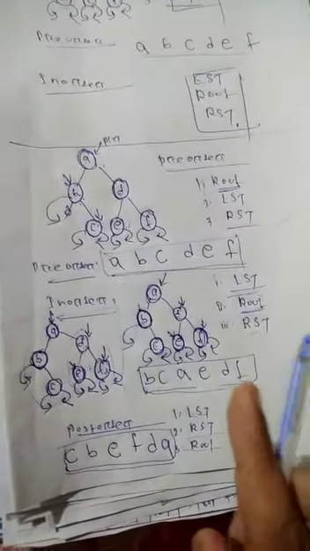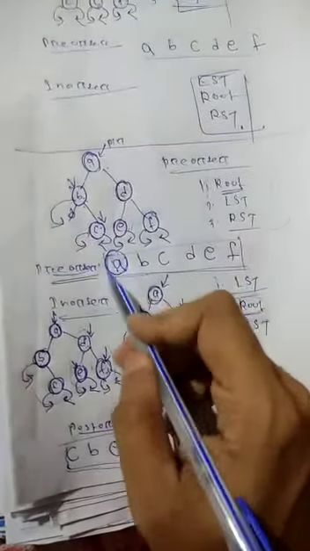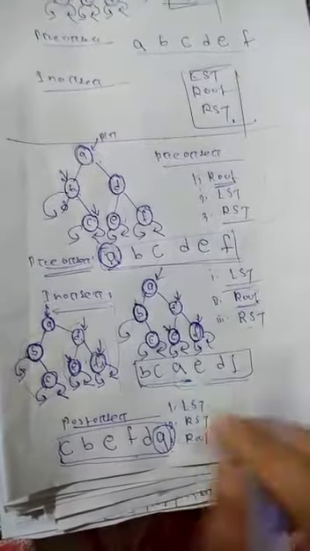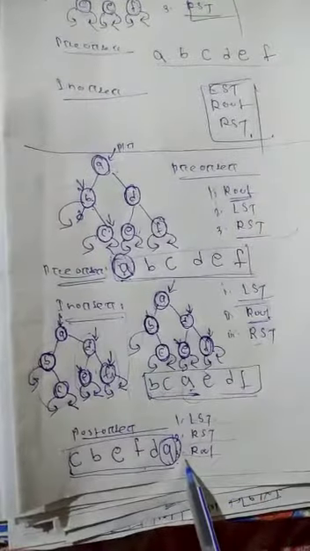Another thing you have to mark: for a pre-order traversal, the root is always the first node. For post-order traversal, the root is the last node. Here A is the root node, and it is the last node. In in-order traversal, the root is not in a particular middle position, but it is present somewhere in the middle. So in pre-order the root is first, and in post-order the root is last.